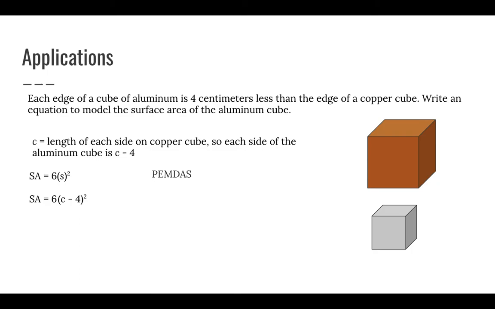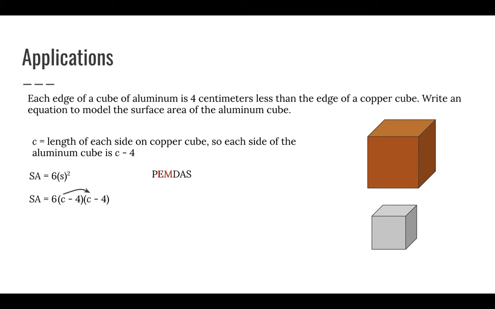Now the next thing you want to think about is PEMDAS, the order of operations. If you remember in the order of operations, exponents come before multiplying. So I have to apply the exponent in there first. So the C minus 4, since I have the second power, I have 2 copies of that parenthesis. And I'll go through foiling the parentheses before I do anything with that 6.